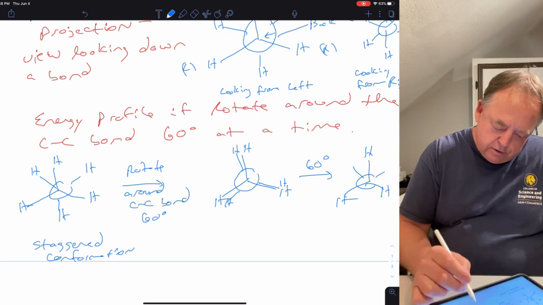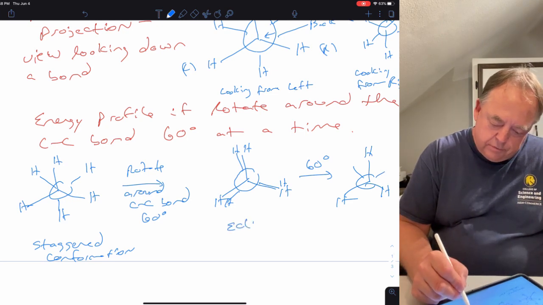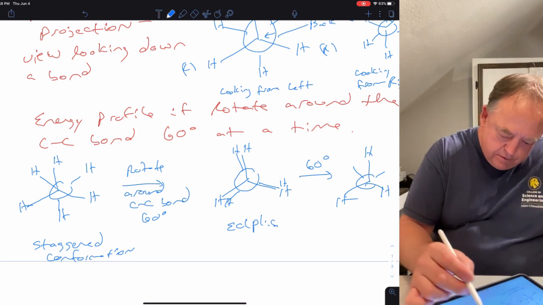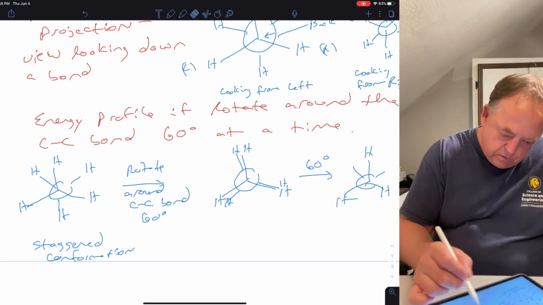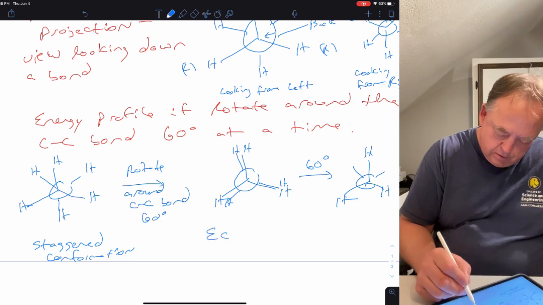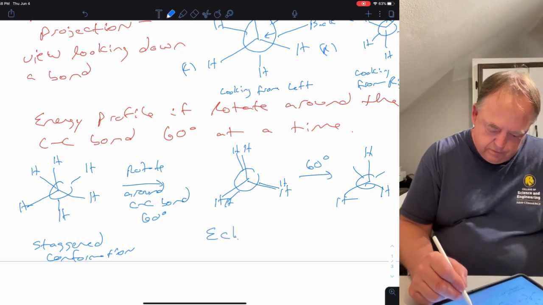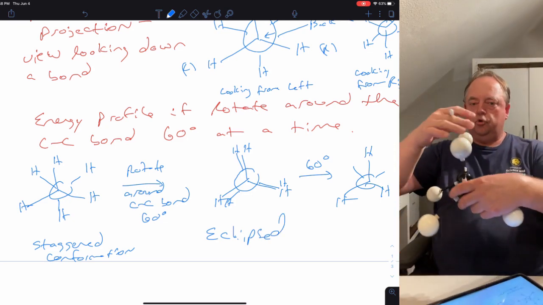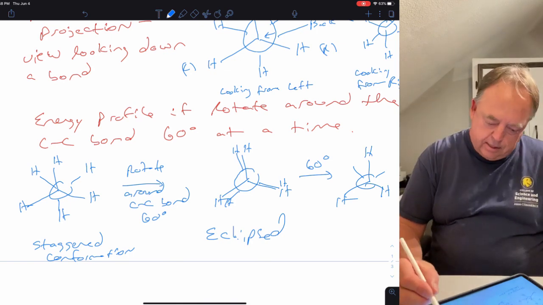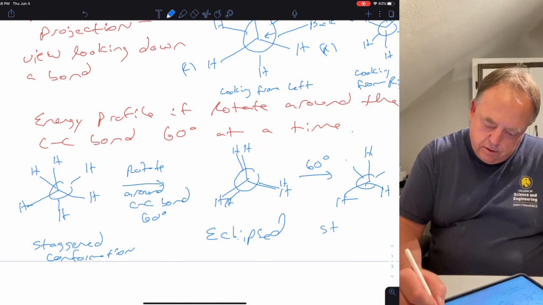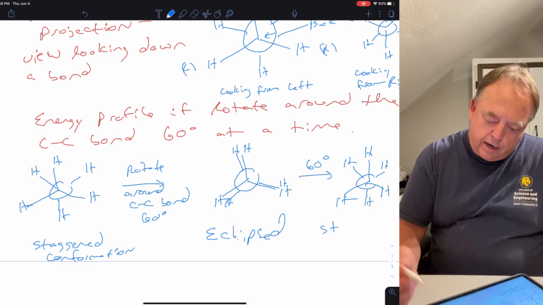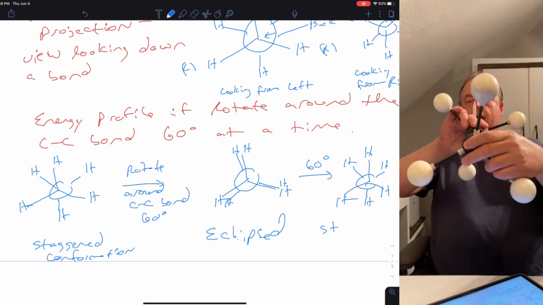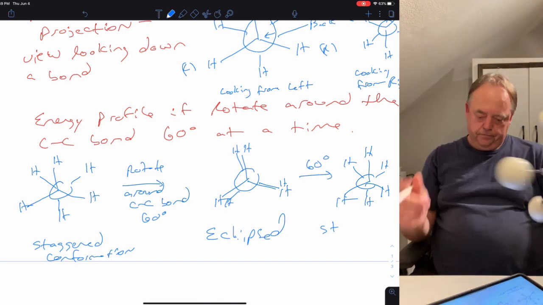Okay, and then if we rotate 60 more degrees, keep the front carbon the same, rotate the back carbon, we went from staggered to what's called eclipsed. So it's an eclipsed conformation. That's when the atoms are directly behind each other. And then 60 more degrees, we're back to staggered. So for ethane, there's really just two conformations. It's either staggered or it's eclipsed.